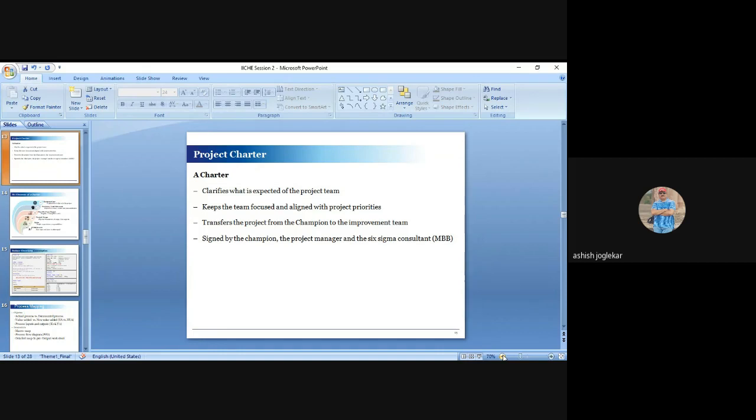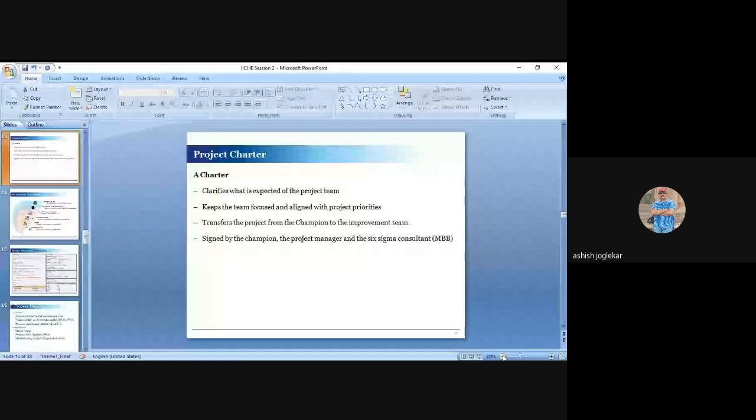It says, in simple terms, what the project is. It keeps the team focused because the charter will define the timelines and who is going to do what. It will define what you want to achieve: where we are and where we want to go. All these things will be defined in the charter. So the charter keeps the team focused and aligned to the priorities.